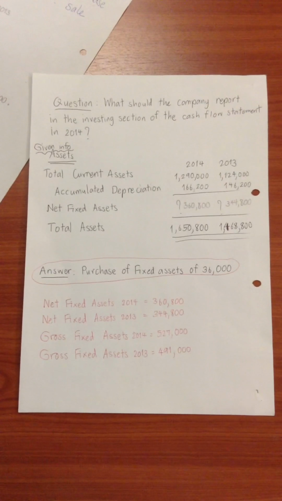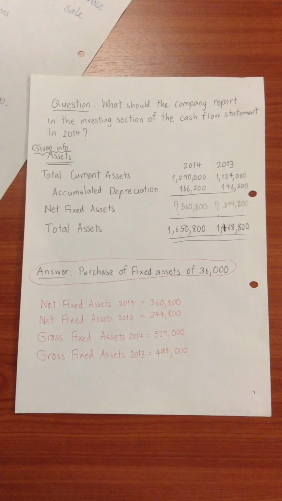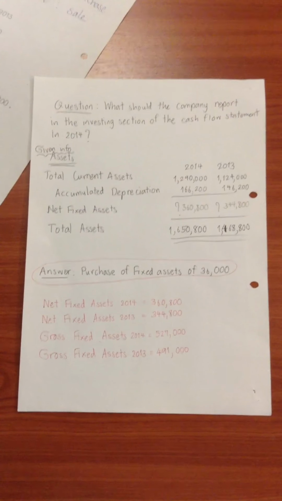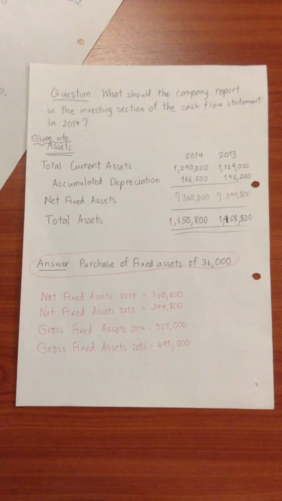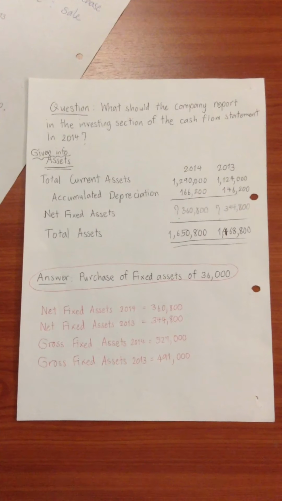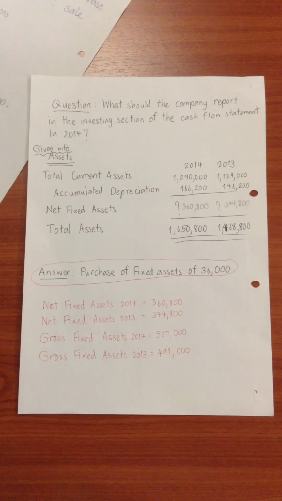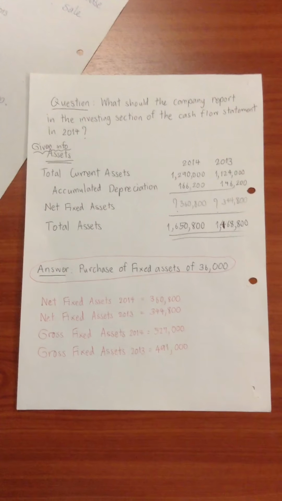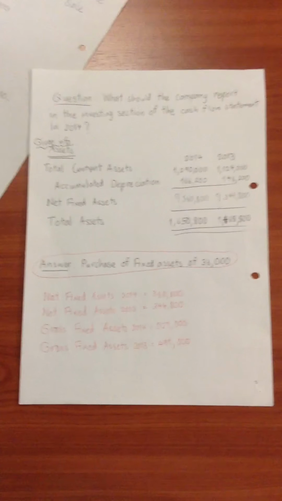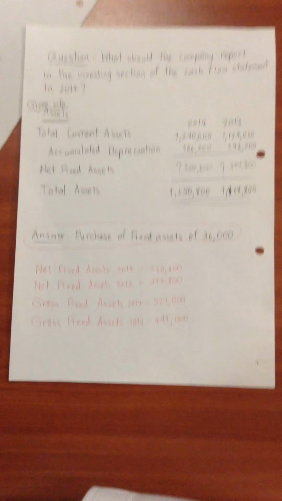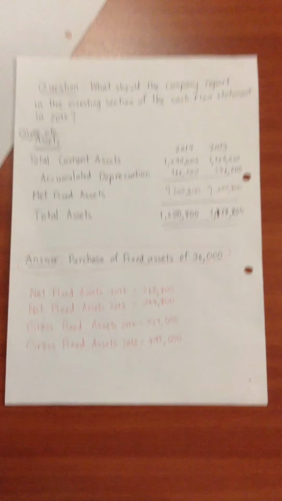But as you can see, you can get the fixed assets of each year by adding net fixed assets with the accumulated depreciation. And to get the net fixed asset, the net fixed asset can be obtained by total assets minus current assets. So I'm going to show you how to get the purchase of fixed asset of 36,000.